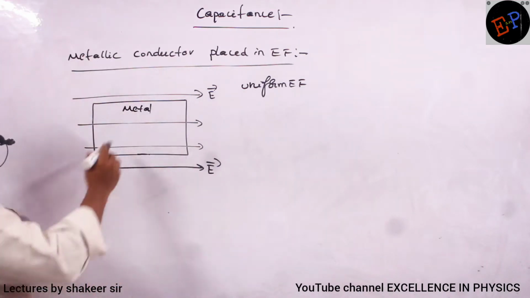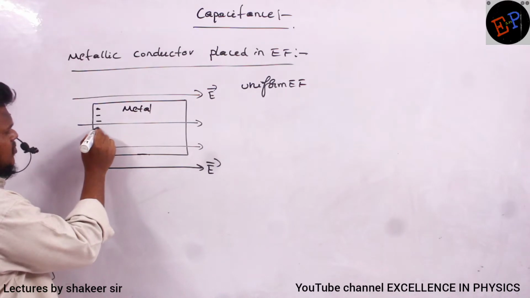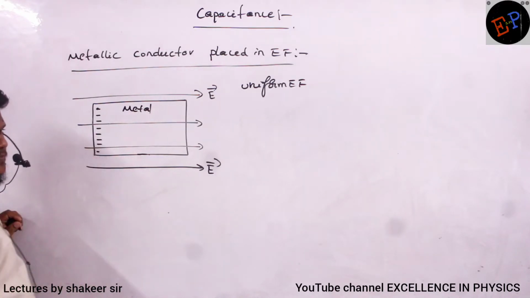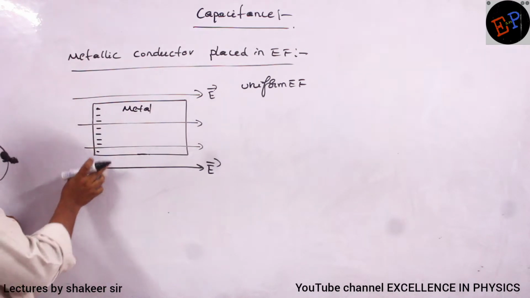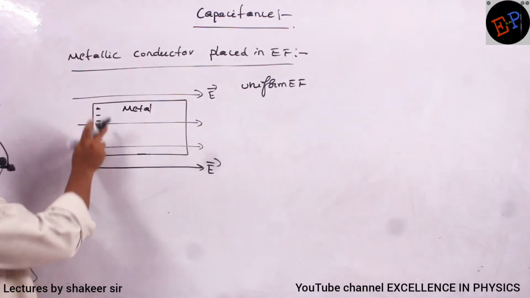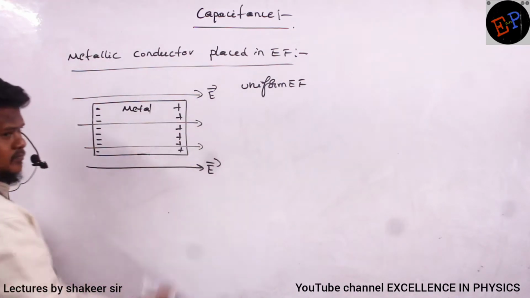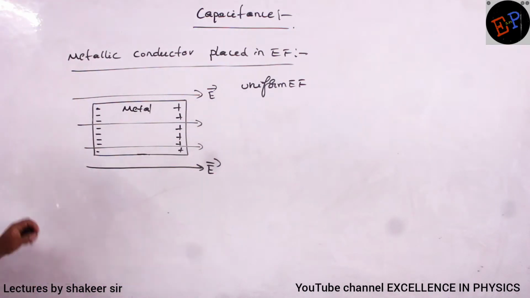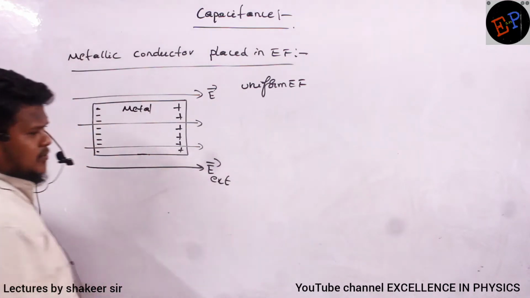Clear, no? So therefore, all these negative charges travel to one end of the conductor. All the negative charges will deposit at one side. If negative charges are depositing on one side, it means the positive charges are depositing on the opposite side, no? Are you able to understand? So what is this field? This is the external field which we have applied.